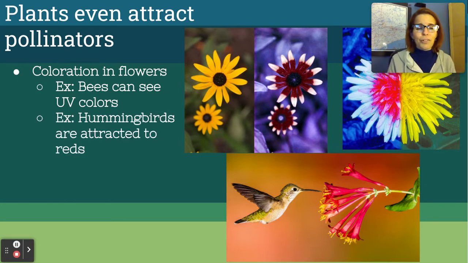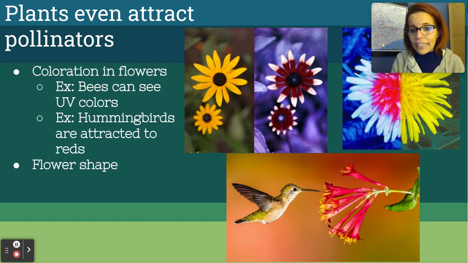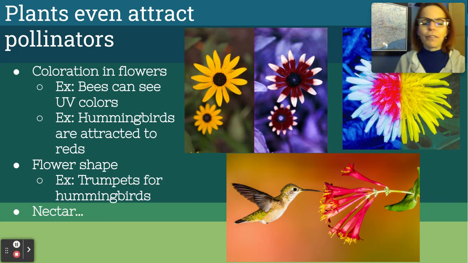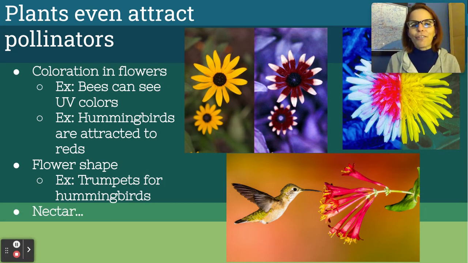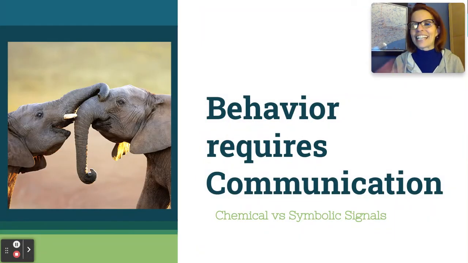I think that's super cool. Hummingbirds, on the other hand, are attracted to red colors. So oftentimes hummingbird pollinated flowers are bright red, as you can see in the image. The flower shape is also important for attracting different pollinators. For example, hummingbirds have trumpet-shaped flowers, and so forth. And then of course, nectar attracts pollinators. So even though we don't think of plants as having behaviors, they are pretty complex things. And there's so much more we didn't get to talk about.